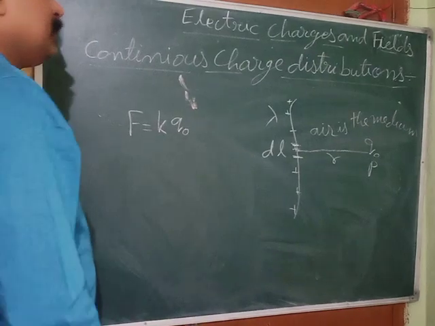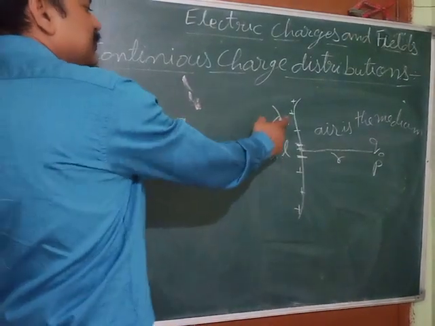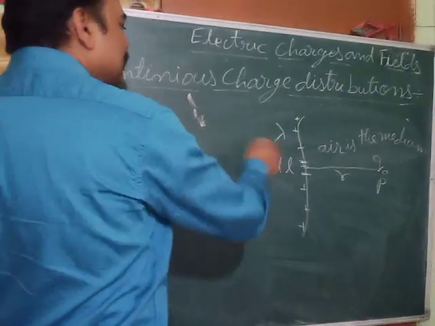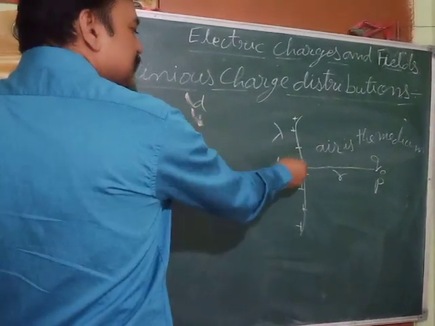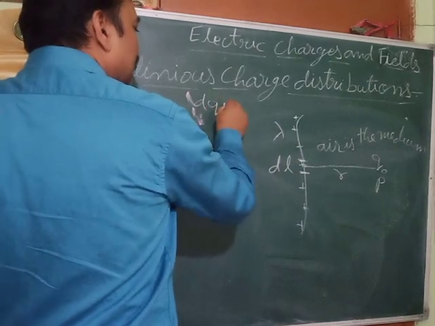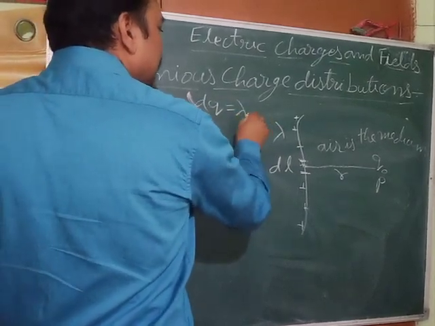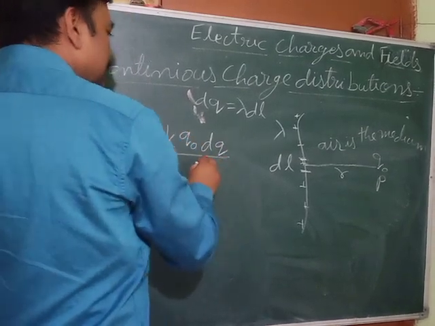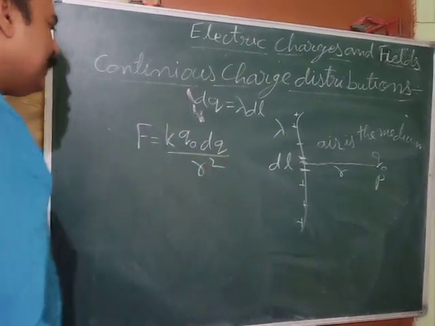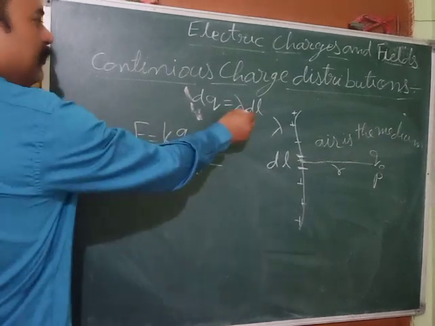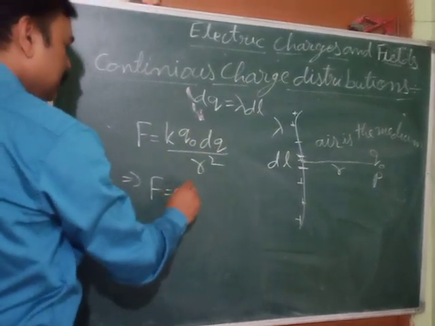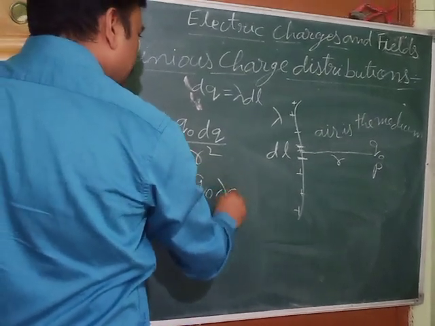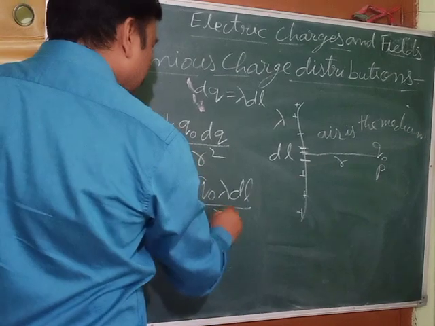As the linear charge density is lambda, that means the charge on a unit length is lambda. So what is the charge on length dl? It is a small length, so it will carry a small charge, and that charge dq will be equal to lambda dl. So first we can write dq, that is the small charge, over r square. Then we replace dq from here. So F is equal to K Q naught lambda dl upon r square.